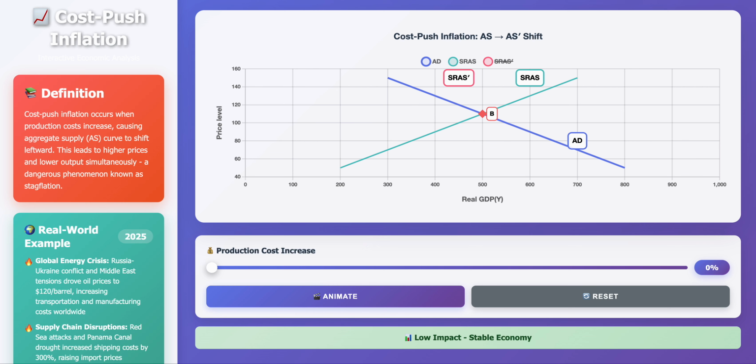In today's video, we are going to be covering a topic, cost push inflation, which is very much connected to our previous video, demand pull inflation.